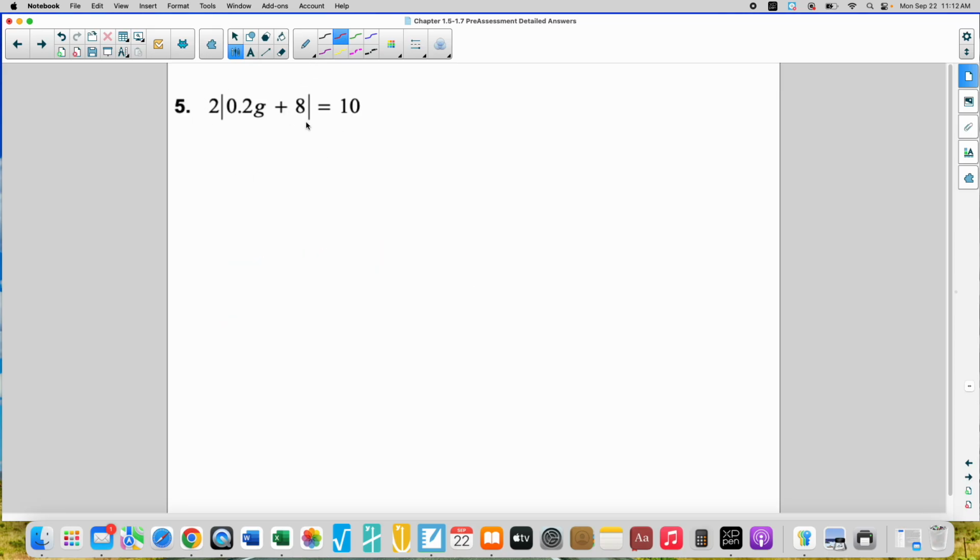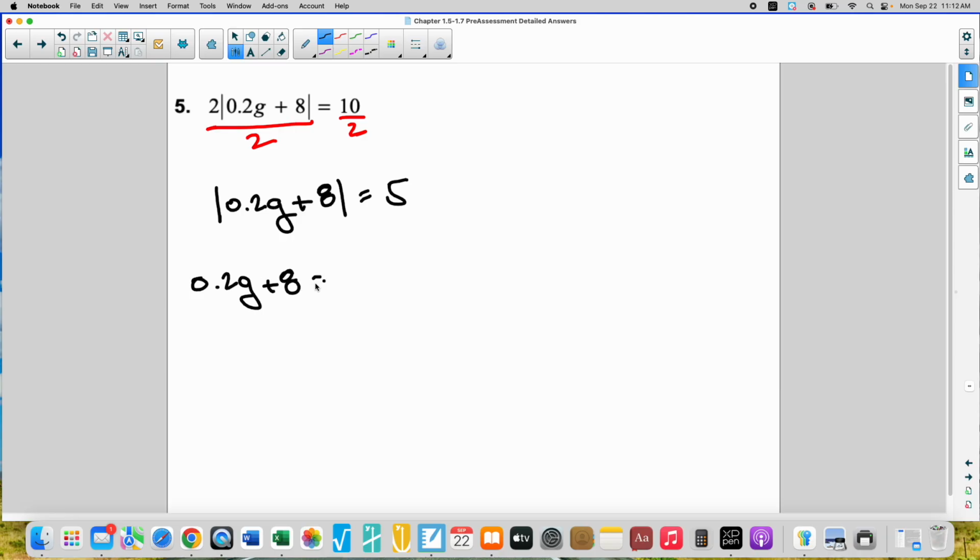This is not isolated. We're going to divide by 2. The absolute value of 0.2g plus 8 equals 5. That's okay. So this distance must equal 5. So what two numbers? 0.2g plus 8 can equal 5. If this equaled 5, it would produce an absolute value of 5. And if 0.2g plus 8 equaled negative 5, that would also produce an absolute value of 5.